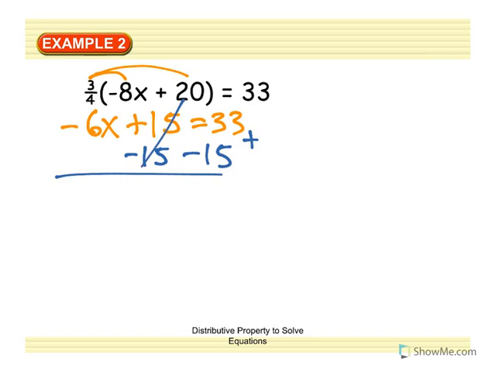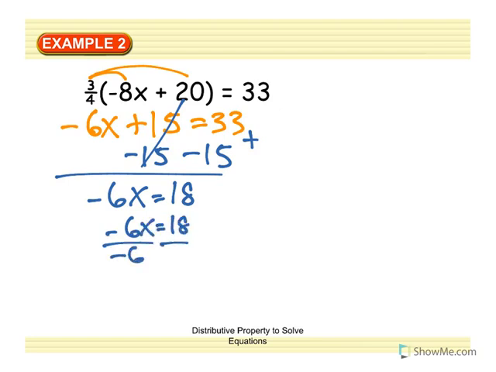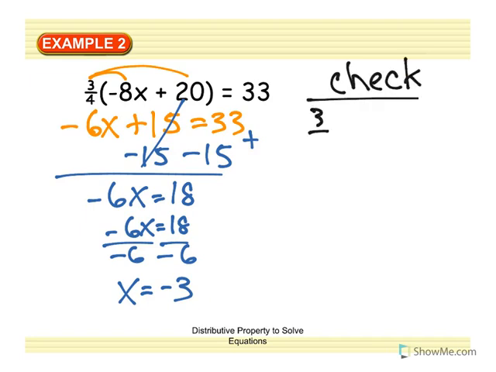So now I'm looking at negative 6x is equal to 18. I'm going to rewrite that one-step equation. I will divide by negative 6, and I get x is equal to negative 3. Let's talk about a check. So we've said all along that our check has 3 steps, right? We rewrite our original.